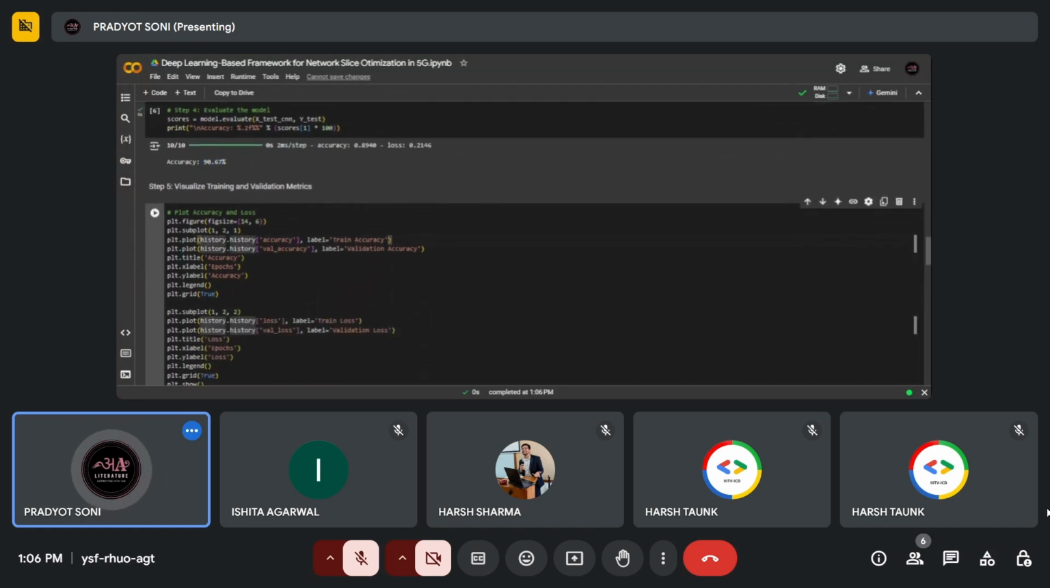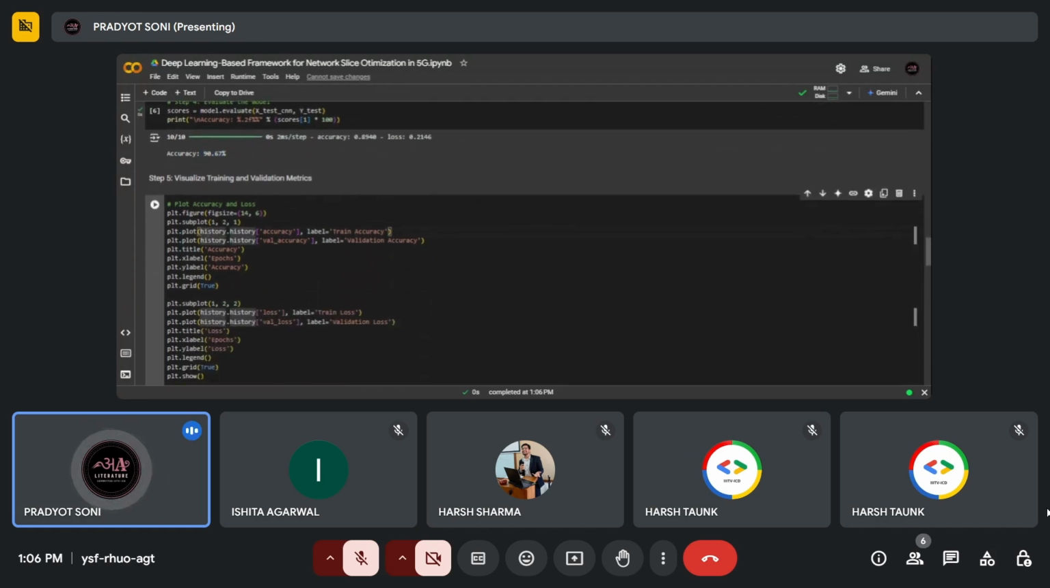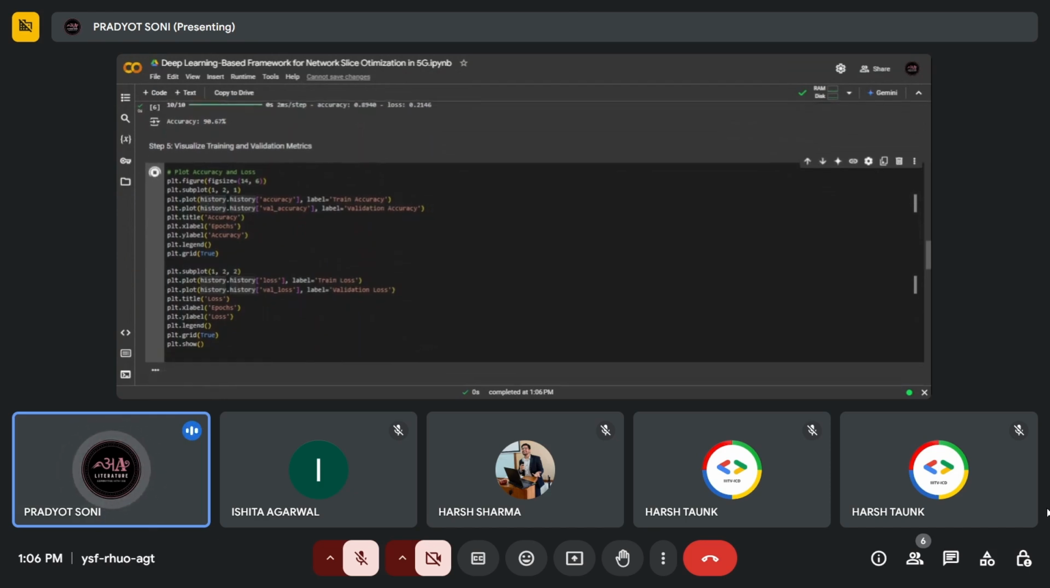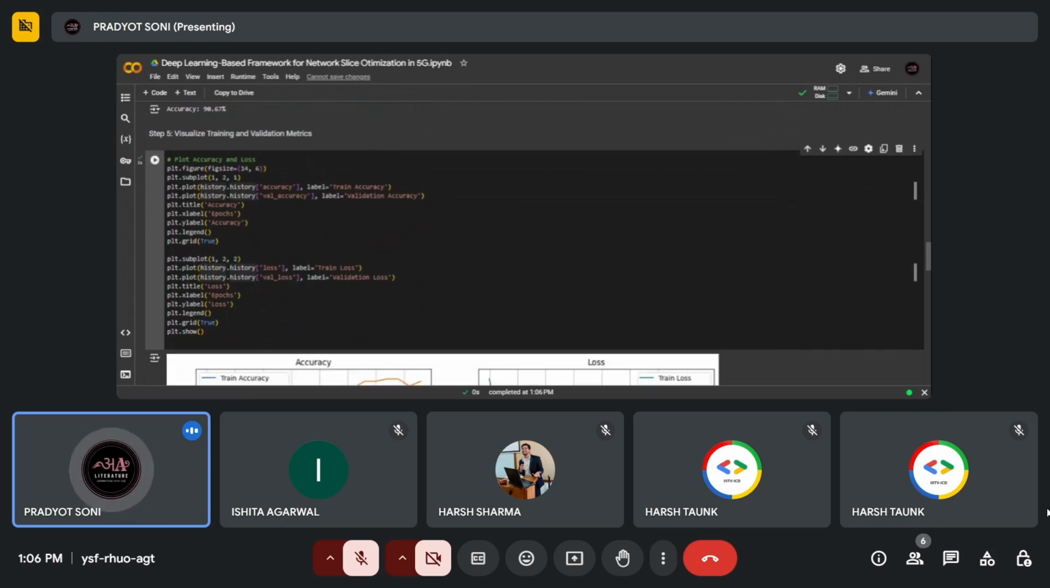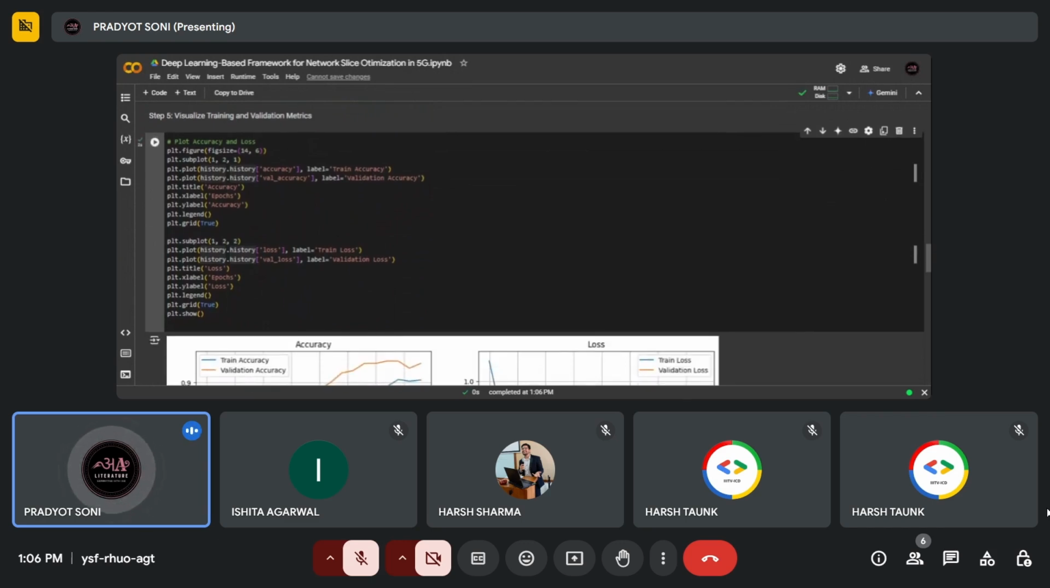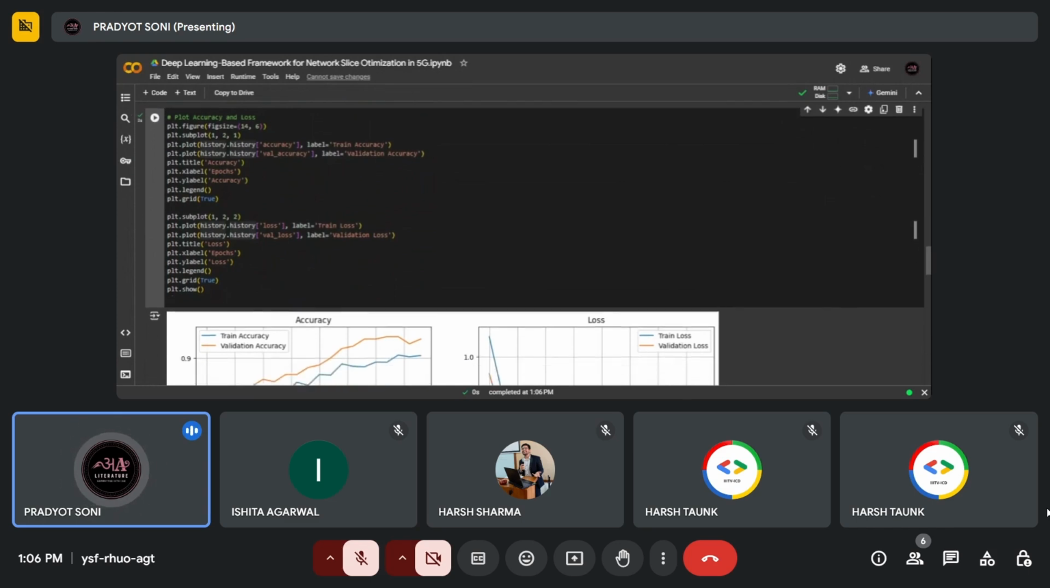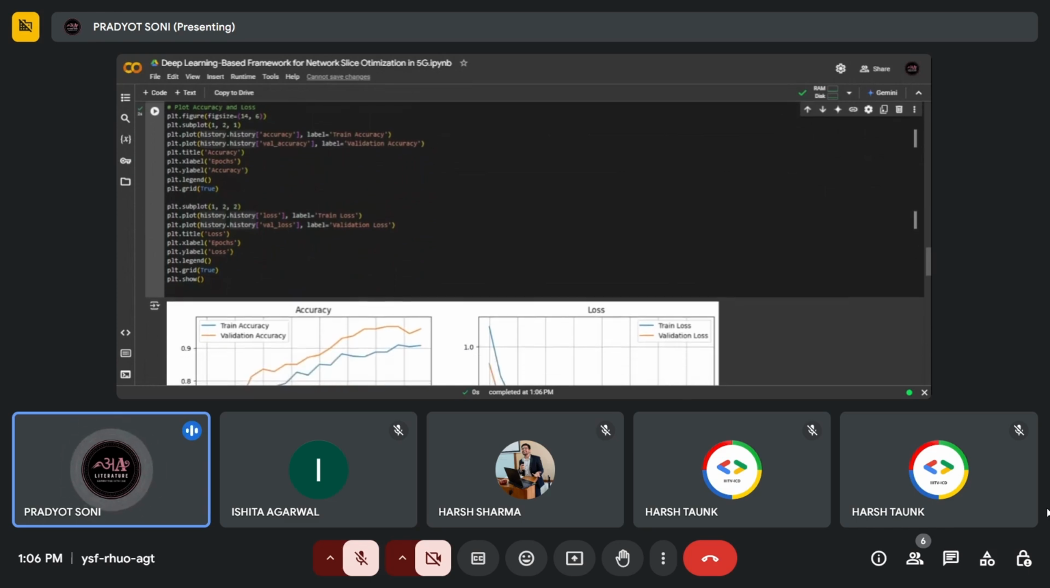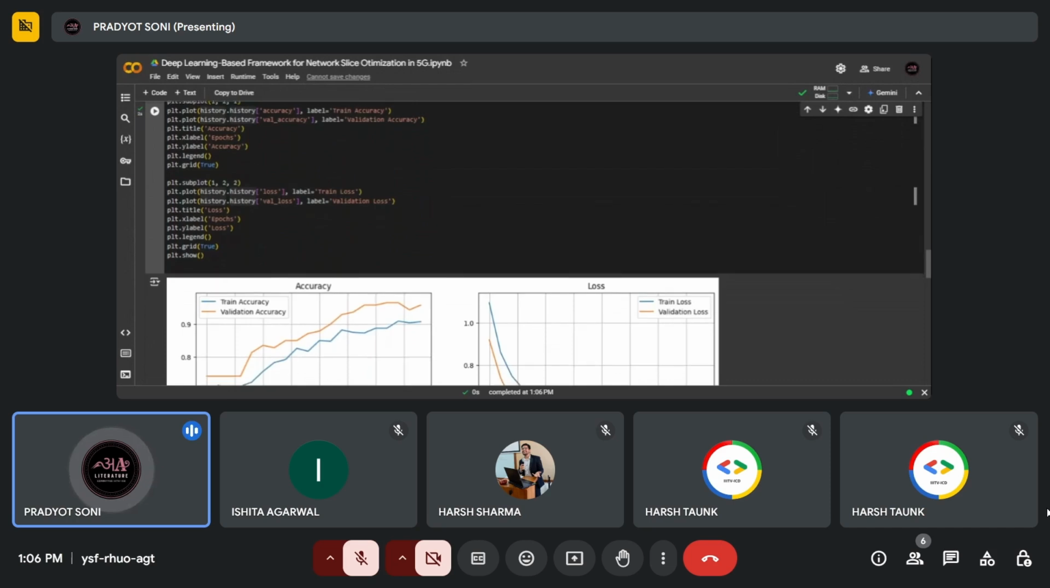So the next step was training the model and validation metrics. So we trained the model for 20 epochs with batch size of 128. During the training, we monitored accuracy and loss for both training and validation data. This helped us ensure that the model was learning effectively without overfitting.